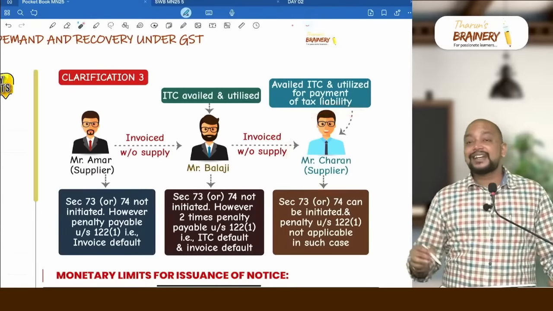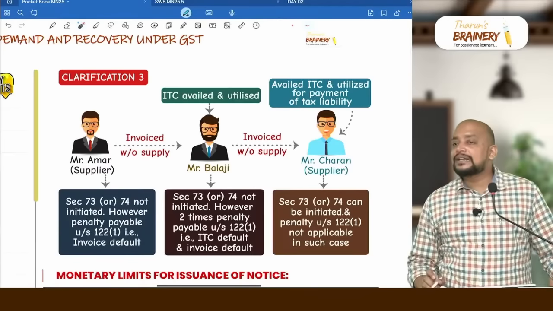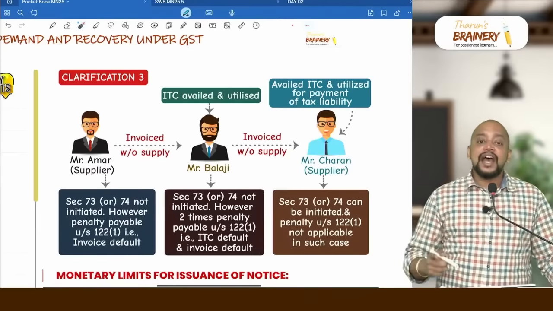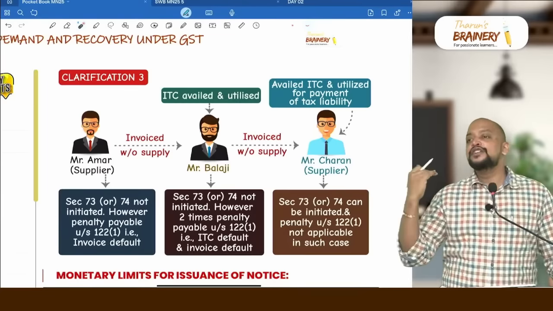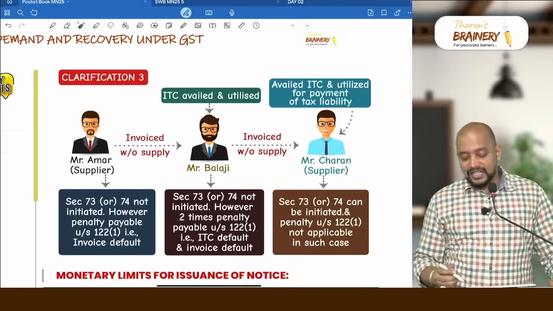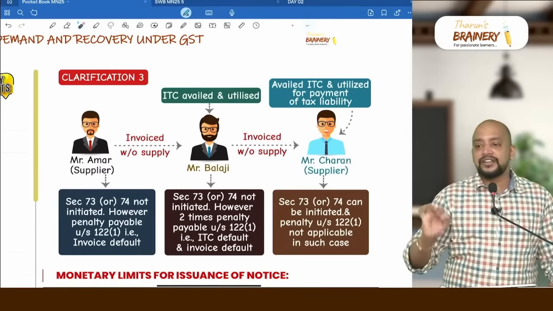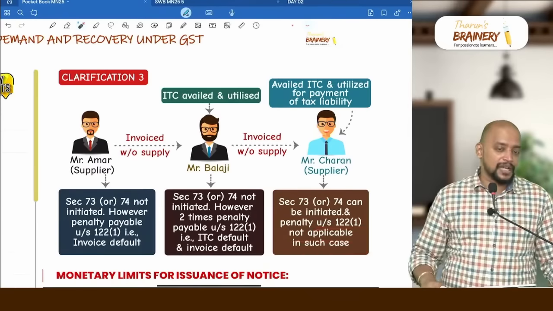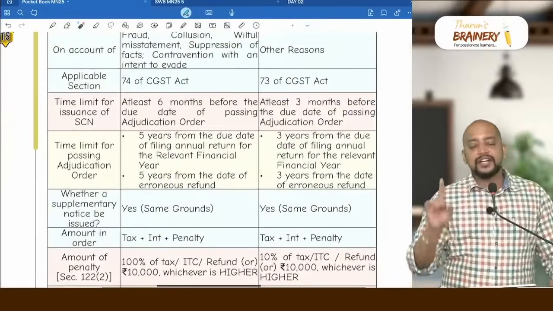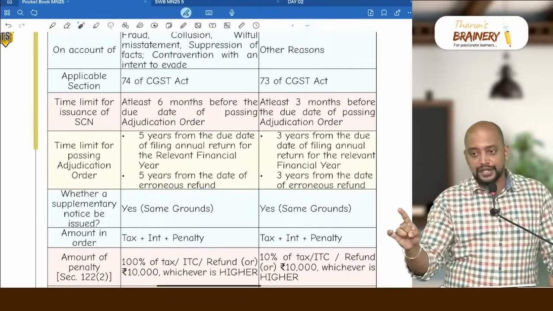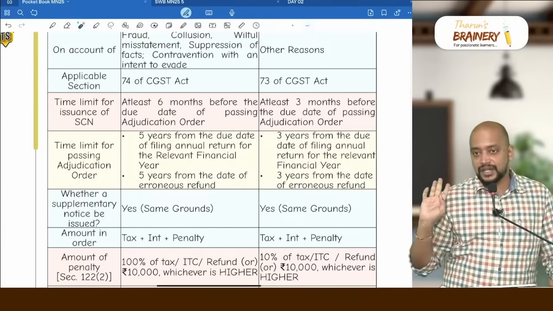What about Charan? Charan availed the ITC and utilized it for payment of his regular tax liability. Now will there be demand and recovery on Charan? Yes, because he has utilized it for payment of tax liability, which means to that extent he has paid a lesser liability, so he needs to pay that tax. For that purpose 73-74 is initiated. Even though he did ITC default, 122 subsection 1 is not applicable. So from these clarifications only we can understand that 122 subsection 1 and 122 subsection 2 are mutually exclusive. The moment 122 subsection 2 comes, 122 subsection 1 will not come.